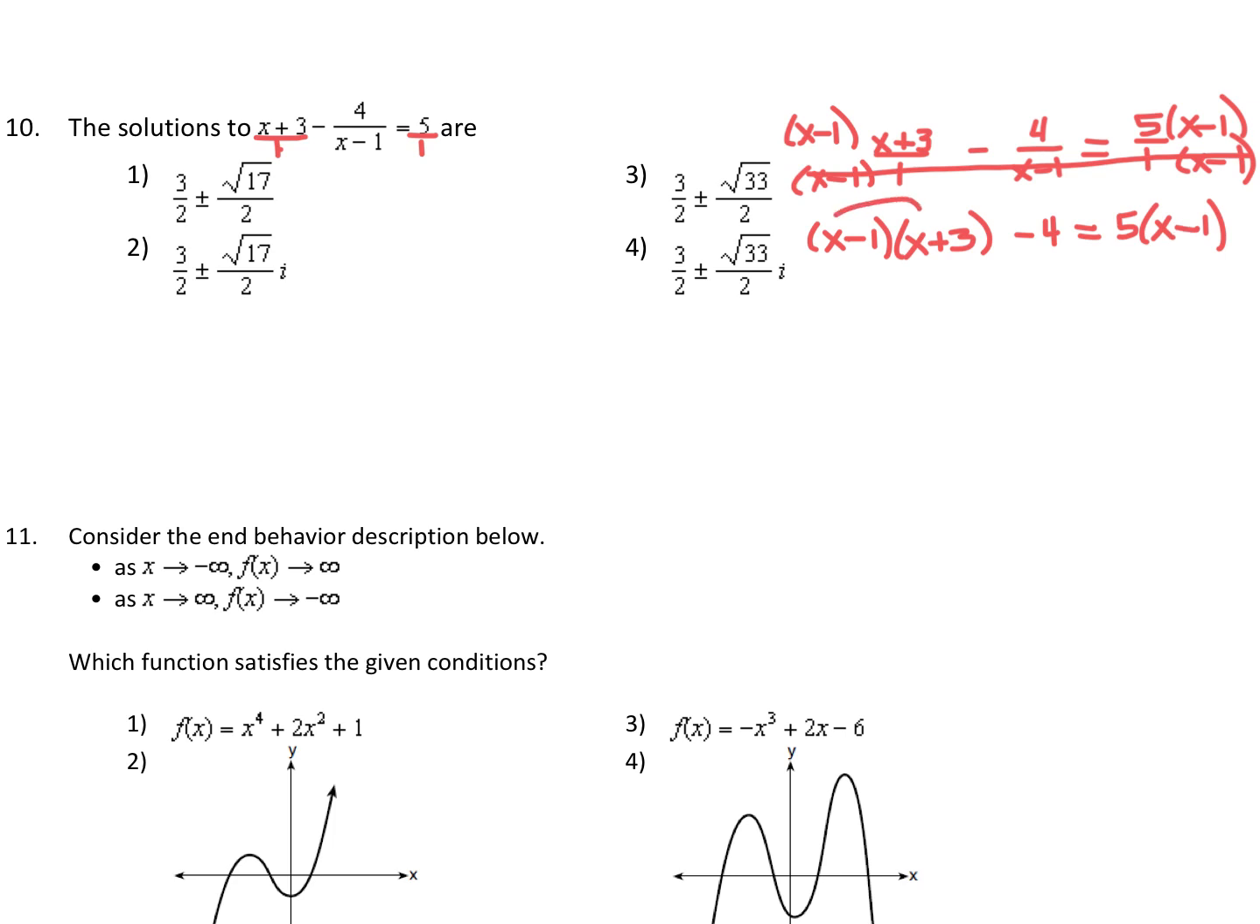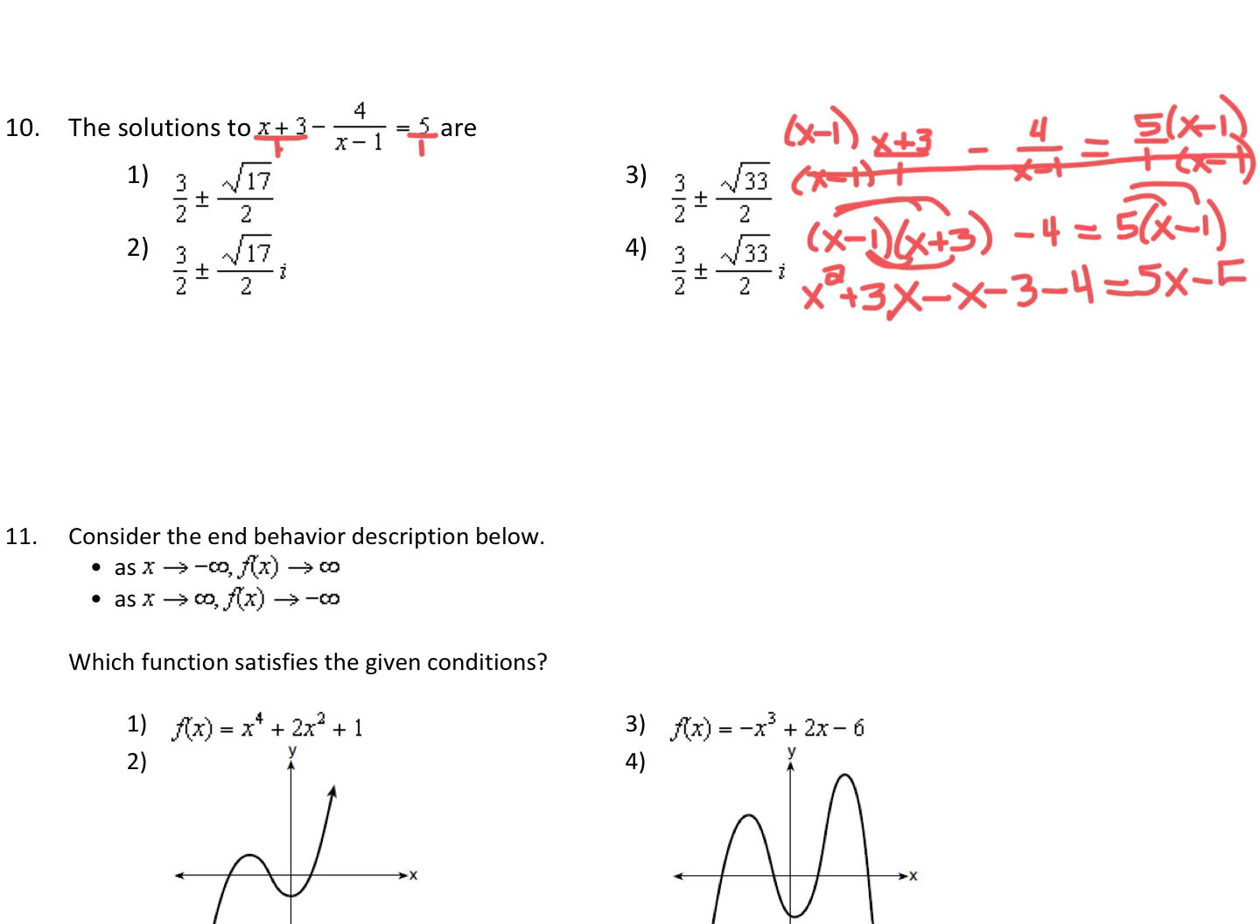So x times x is x squared. x times 3 is 3x. Negative 1 times x is negative x. And negative 1 times 3 is negative 3. I'll bring down the minus 4. And then equals 5x minus 5.